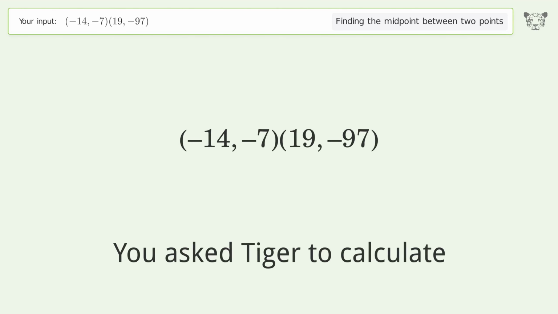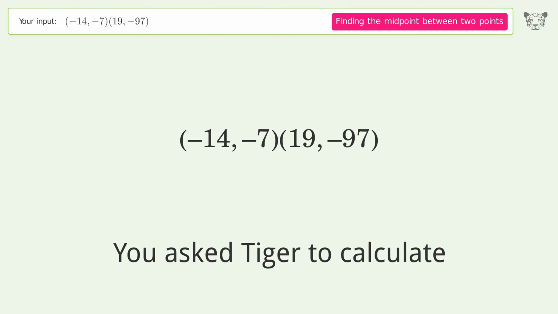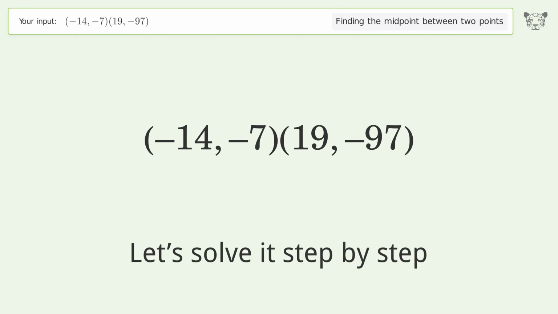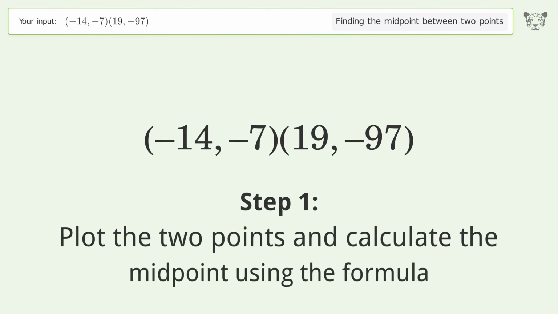You ask Tiger to calculate. This deals with finding the midpoint between 2 points. The midpoint between the 2 points is 2.5, negative 52. Let's solve it step by step. Plot the 2 points and calculate the midpoint using the formula.